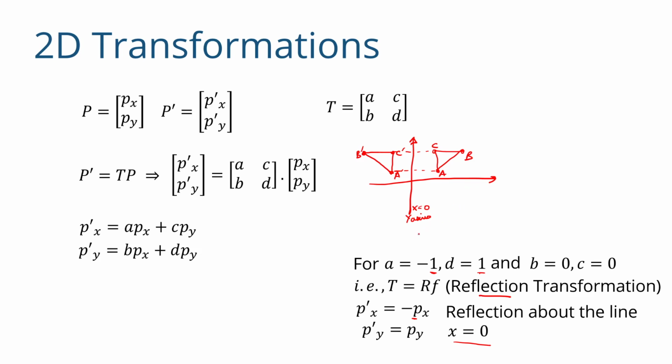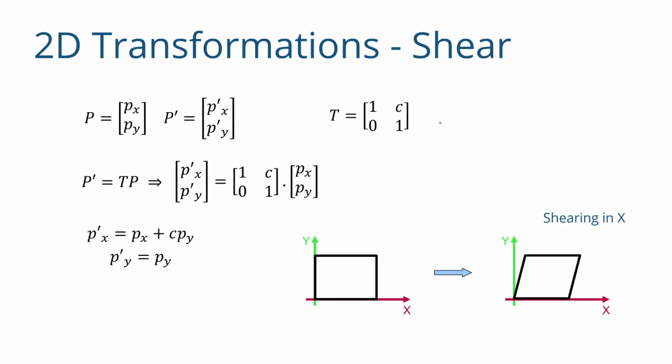Similarly, you should try and construct reflections about the y is equal to 0 line or the x is equal to y line. You should be able to make those transformations by yourself. So this gives us a sense of what kind of transformations are possible in 2D using 2x2 matrices. Okay, so there is just one more transformation that we need to talk about in 2D, which is shear.